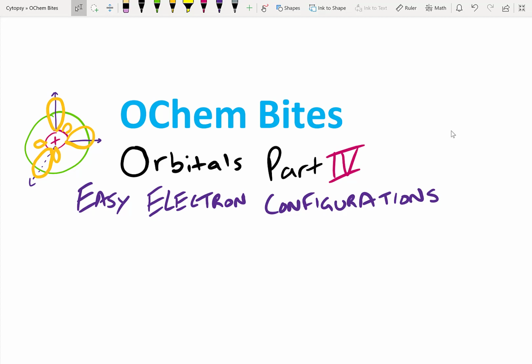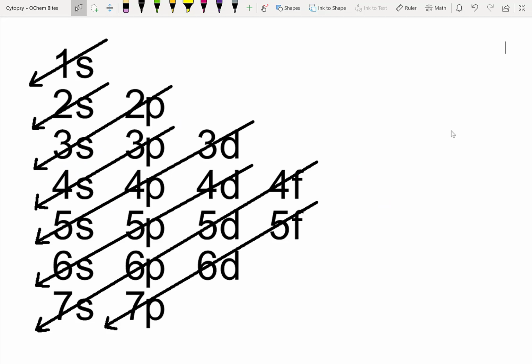Today we're going to cover how to find electron configurations easily. This is Orbitals Part 4. Let's get into it. Previously we discussed how to use this simple chart to find the electron configuration based on all the combinations of quantum numbers that are possible for each principal quantum number n. If this doesn't make sense, make sure to take a look at our previous videos in this Orbitals series. There's a full playlist. It's organized really nicely.